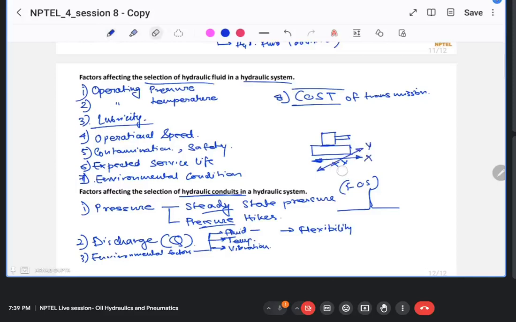The motor is being supplied with hydraulic fluid. So there will be two hoses. One is the inlet, one is the outlet. Accordingly, this is rotating. As this motor is also moving along with this table, this hose will also be moving. So this should be flexible.